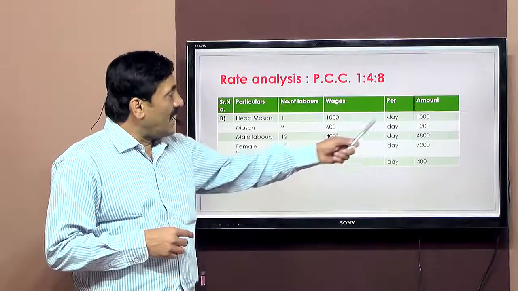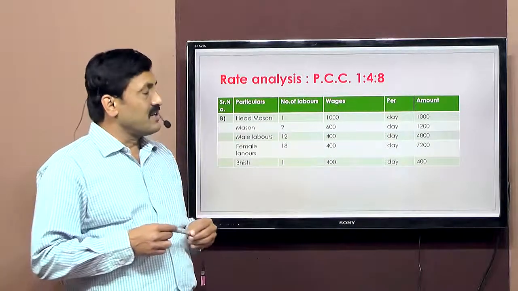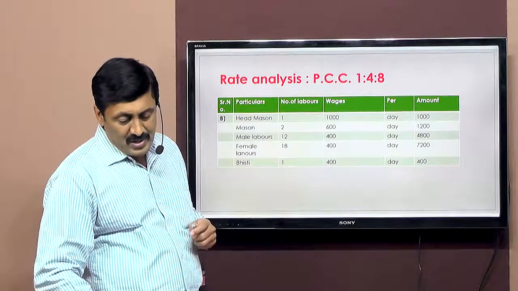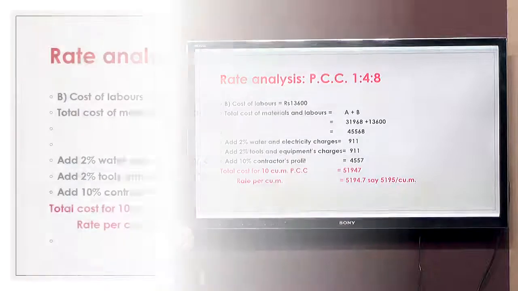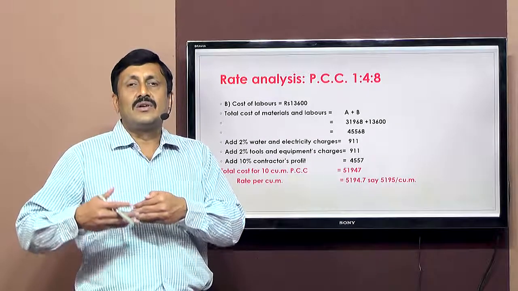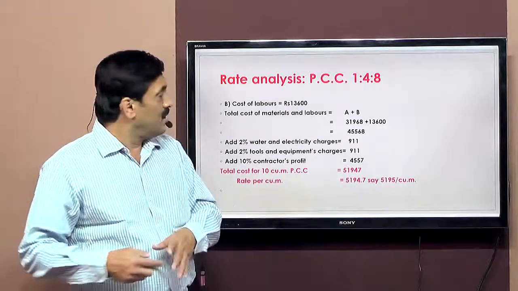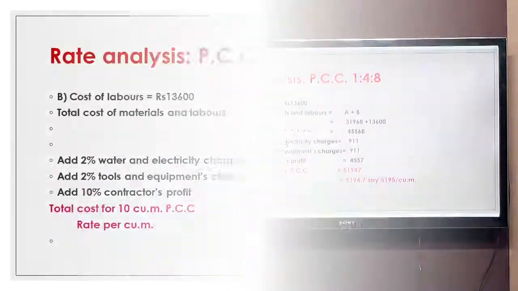Okay, now the addition of all this: 1000 plus 1200 plus 4800 plus 7200 plus 400 will give you the total cost of labors, that is 13,600 rupees. Okay, so we have calculated the cost of materials, that is A. We have found the cost of labors, that is B.